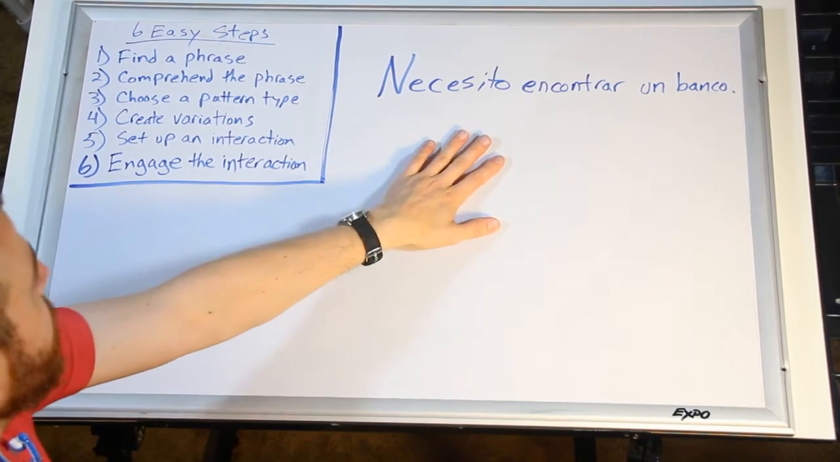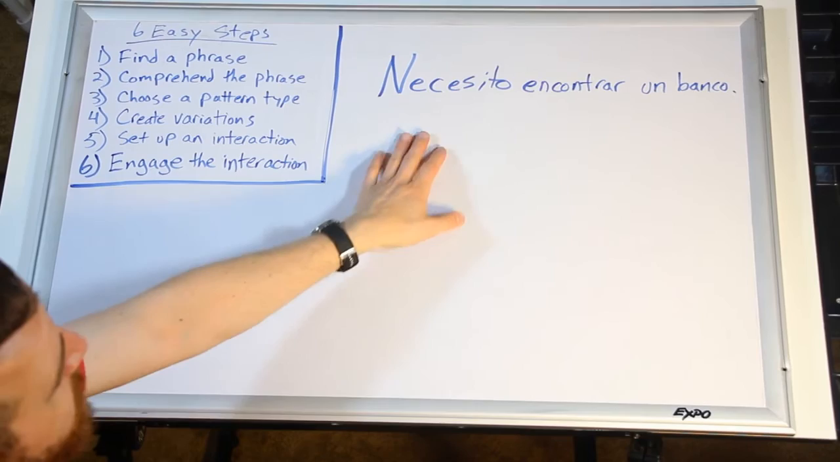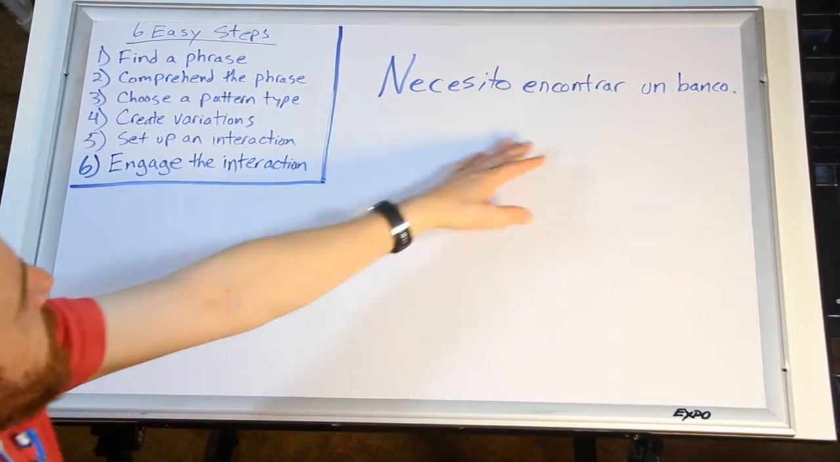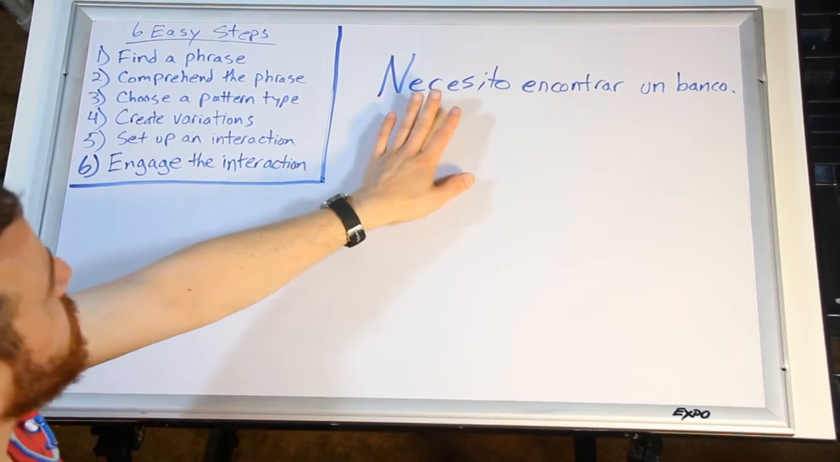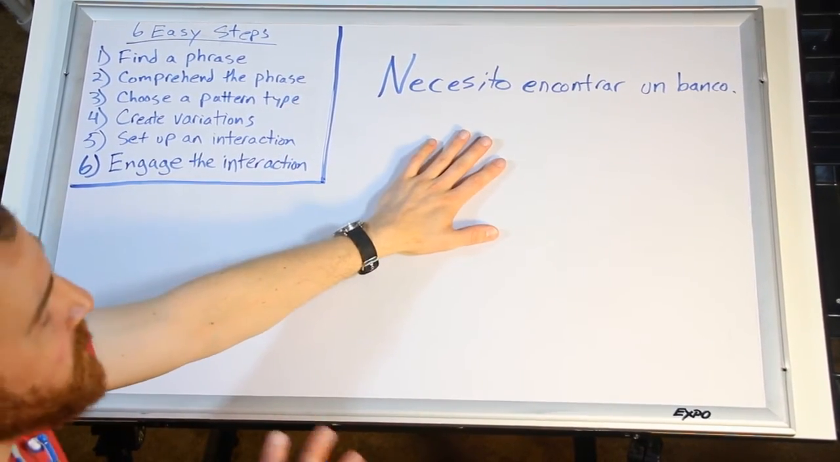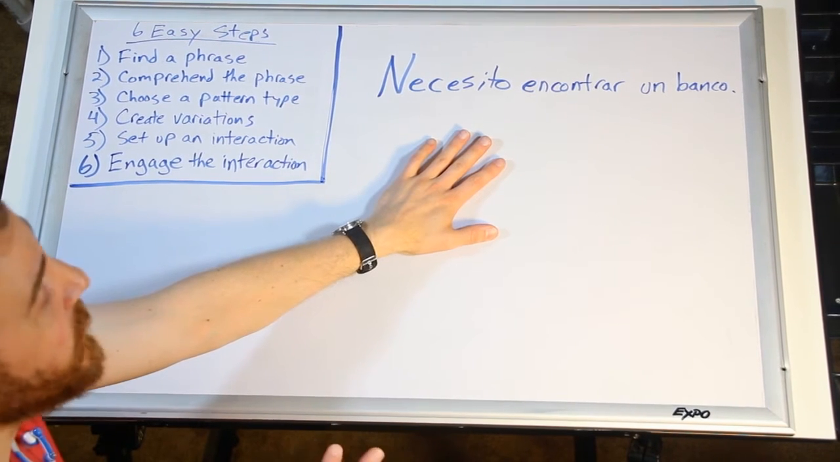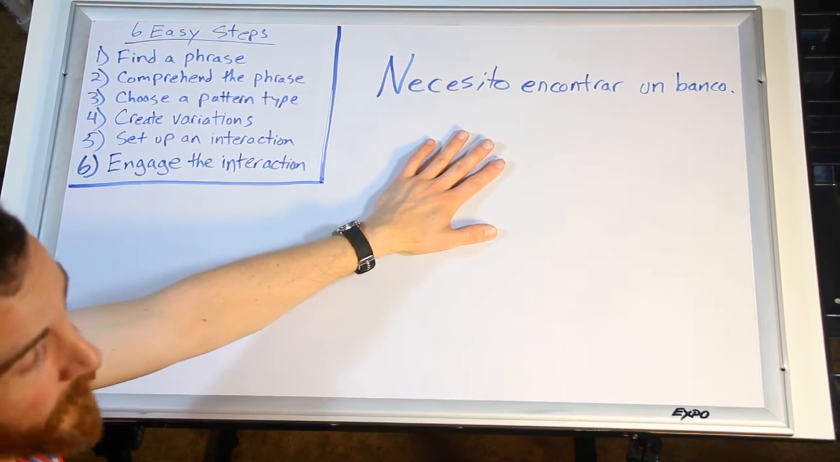So now that we found our phrase, step 2 is to comprehend the phrase. This has 2 parts to it. The first part is to recognize it in the new language. We want to know what it looks like and what it sounds like in Spanish, roughly. So, necesito encontrar un banco. And yes, I know I'm butchering the pronunciation probably, but this is partly on purpose to show you that you don't have to be perfect before you start.